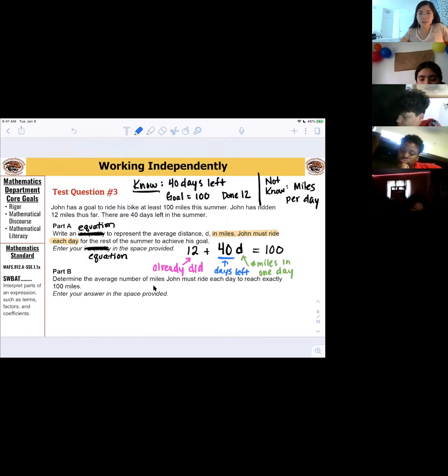So with this equation, I can now solve it to get the value of D, which is exactly what part B is asking me to do. Part B says, determine the average number of miles John must ride each day to reach exactly 100 miles. So for part B, I want you guys to try that out on your own, solve for D, and see what you get. Should be pretty easy. It's a two-step equation.